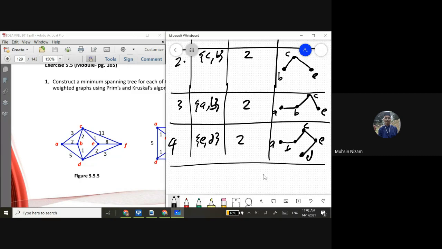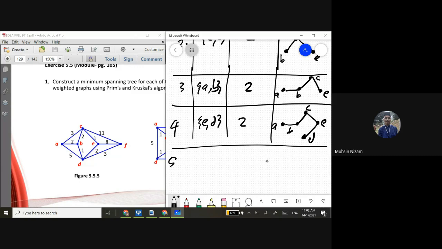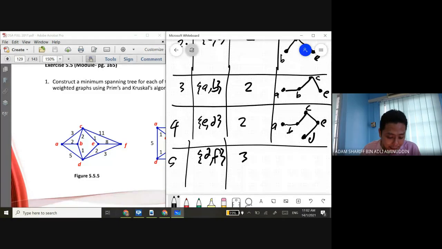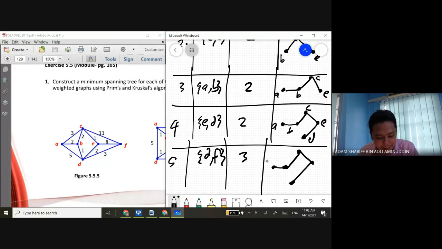And I am left with the last iteration, which is D, F, because it is adjacent to E, D. So A, B, C, E, D, F.